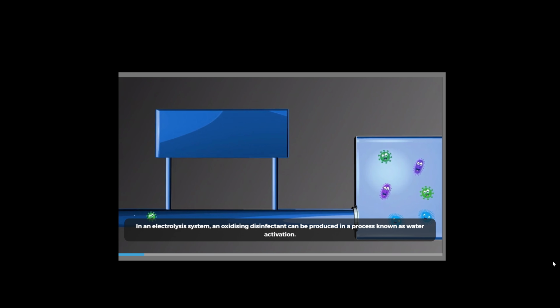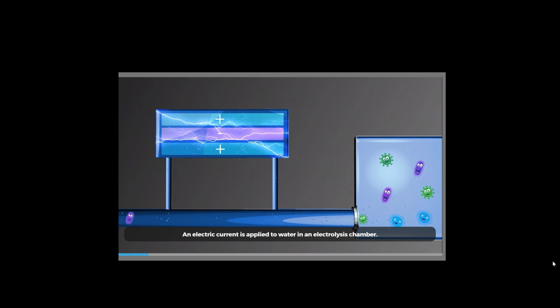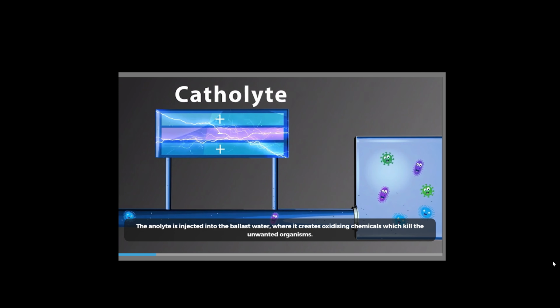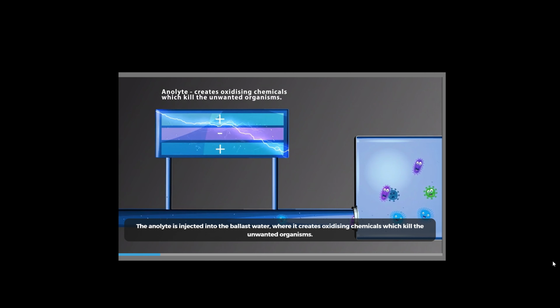In an electrolysis system, an oxidizing disinfectant can be produced in a process known as water activation. An electric current is applied to water in an electrolysis chamber. The water is broken down into an acidic biocide, known as anolyte, and an alkaline substance, known as catholyte. The anolyte is injected into the ballast water, where it creates oxidizing chemicals which kill the unwanted organisms. The catholyte can be used to neutralize the pH change later, so preventing excessive tank corrosion or environmental harm.